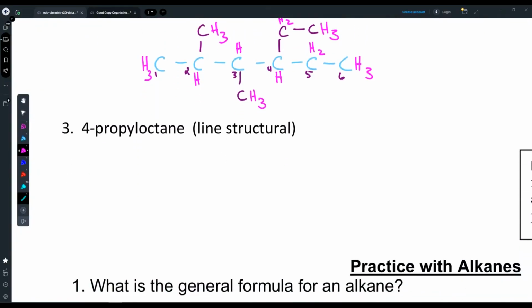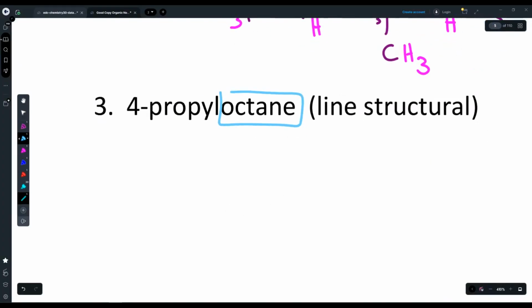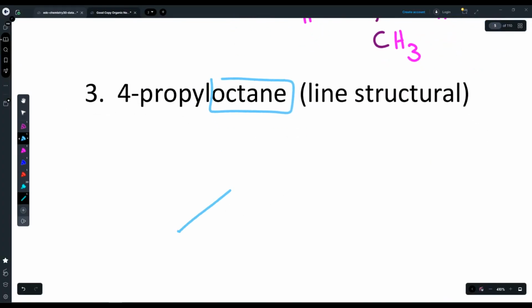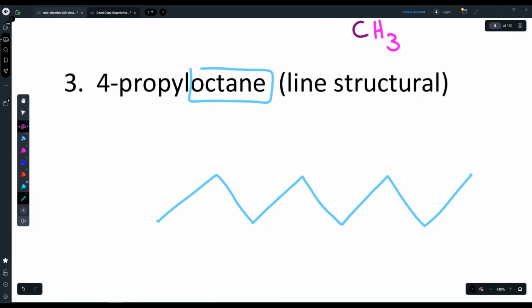For the next one, we're asked for a line structural. I'm going to start with the parent chain because that's easiest. So octane, so there's 8: 1, 2, 3, 4, 5, 6, 7, 8. There are my 8 carbons. The trickiest part with line diagrams is remembering to count this first carbon when you're drawing. So let's number this: 1, 2, 3, 4, 5, 6, 7, 8.